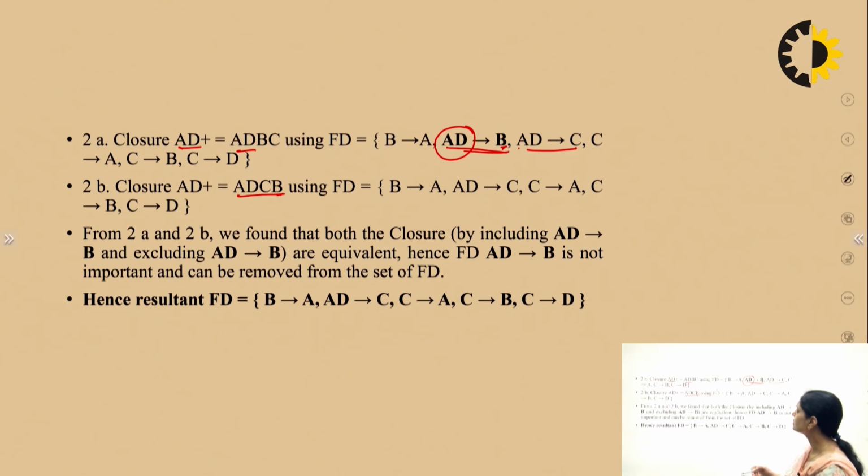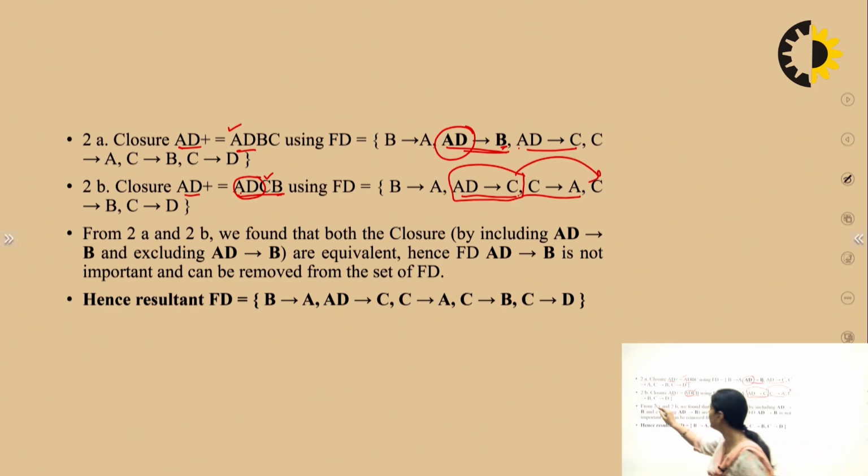So in this case, this was the first one. In this case, the closure of AD would be AD. Now, AD dependent upon C, so C also becomes a closure. C is dependent upon A already exists. Then C is dependent upon B. So if we look over here using the transitivity, AD dependent upon C, C is dependent upon B, and hence the closure of AD gets B also.